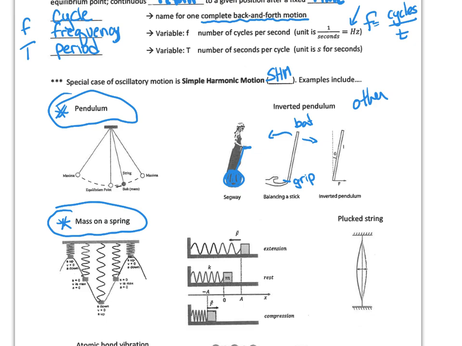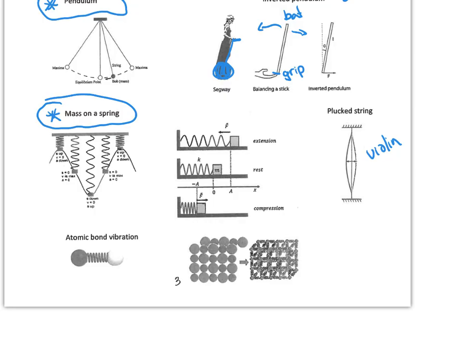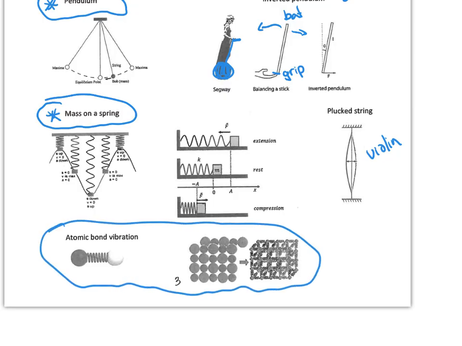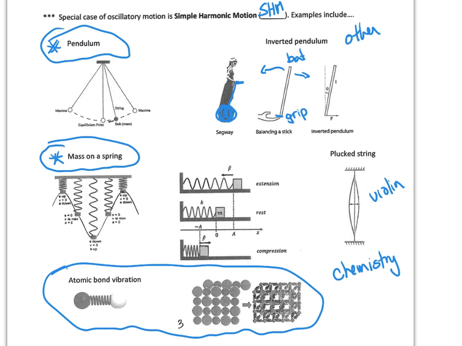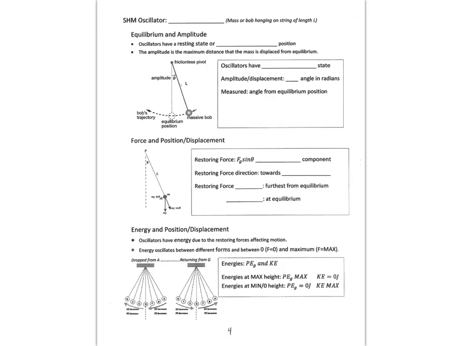And we did a little bit of that in class. Other things might be a violin string. They repeat themselves very predictably. And then here's a really hard one. If you go into chemistry, you'll find out that even atoms and molecules have frequencies to them. And it's a characteristic of that molecule. So you can actually use that to identify what material you have. So those are some examples of simple harmonic motion, but we're going to focus on pendulums first.